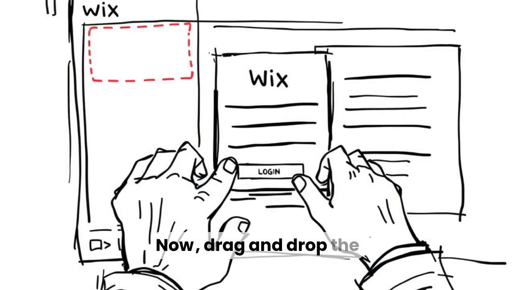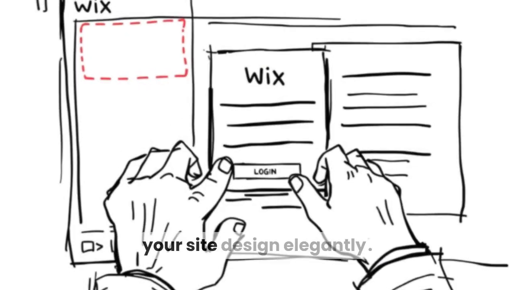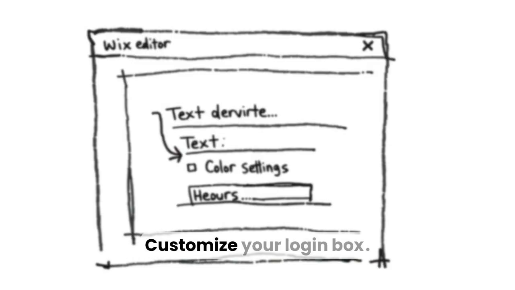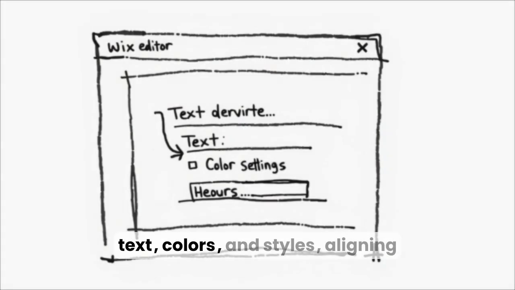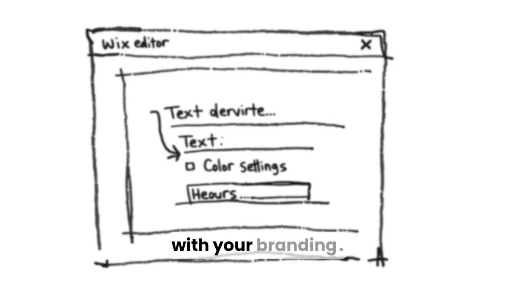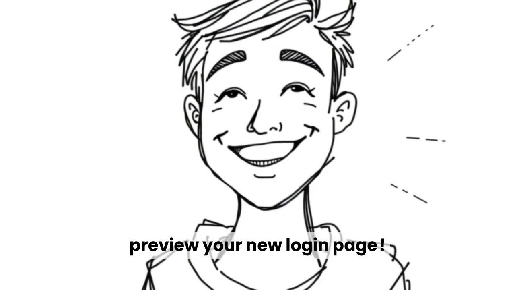Now, drag and drop the login box onto your chosen page. Adjust the size to fit your site design elegantly. Customize your login box. Click on Settings to tailor text, colors, and styles, aligning with your branding. Finally, save your changes and preview your new login page.